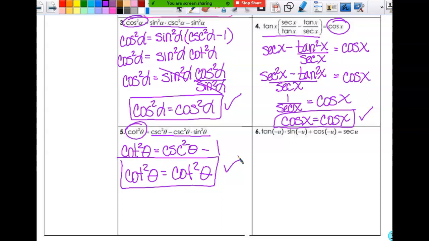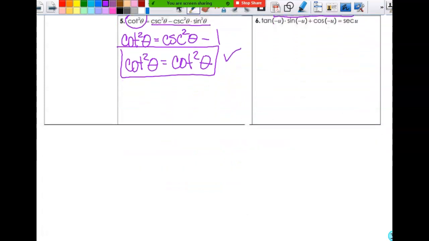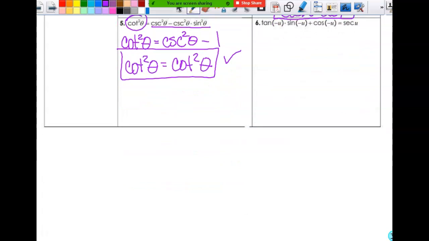All right, number 6. We definitely need to use our chart on number 6. Because remember, when we have a negative angle, it's not just a substitute. We're not substituting. We're not factoring it out. So when I have this, I'm going to work with this side, make it look like this side. Tangent of negative u. So I look on here at my even and odd identities. Then tangent of negative theta is negative tangent theta. So this becomes negative tangent u.